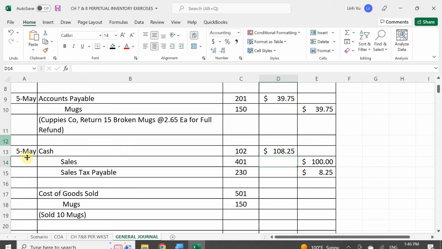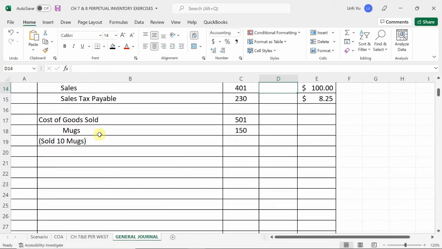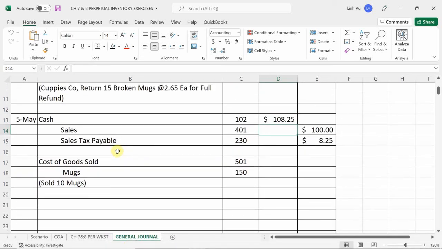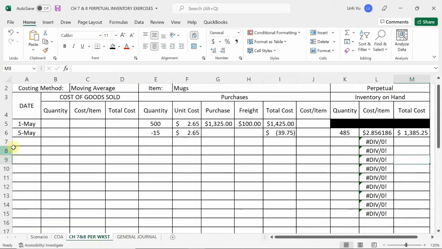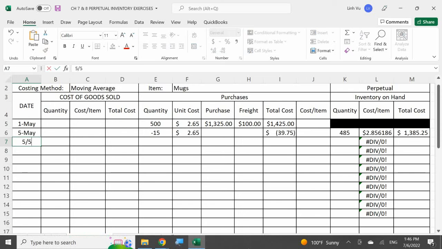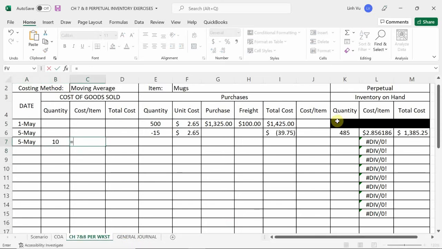This is where I need to stop, because I need to solve for my cost of goods sold. I don't know what it is going to be. I actually have to calculate that on my inventory worksheet. So this is where I go into my inventory worksheet. Today is the 5th of May, and we sold 10 mugs. At what cost are the mugs that I sold?